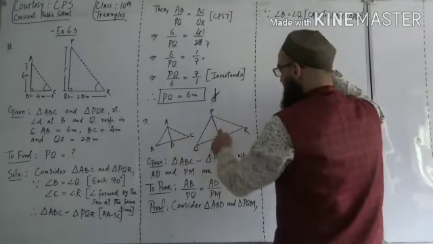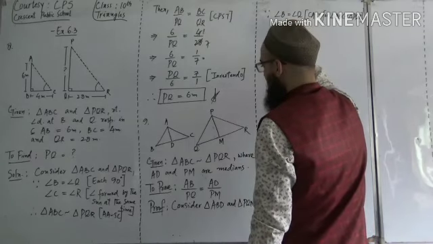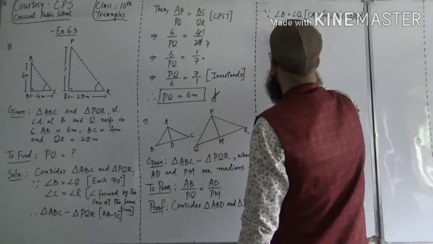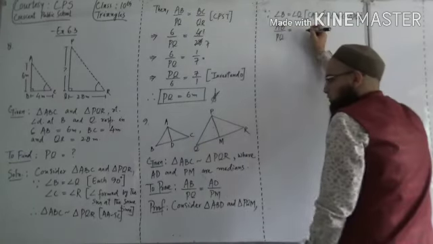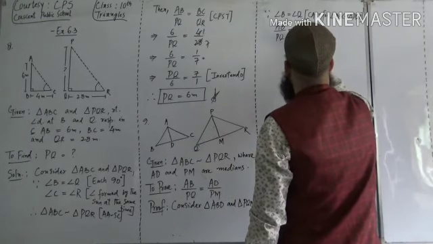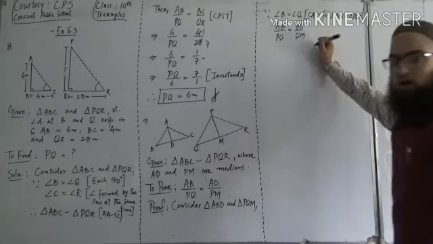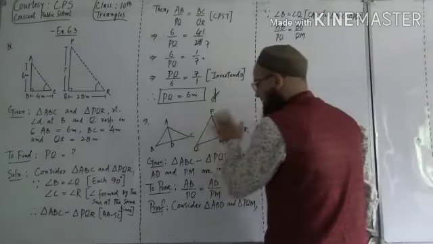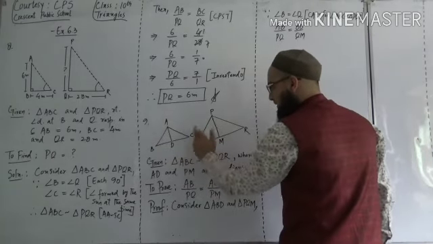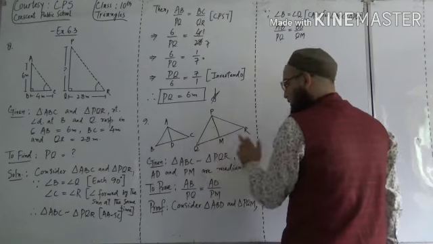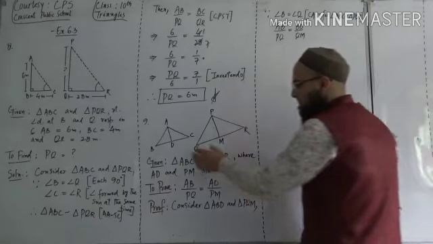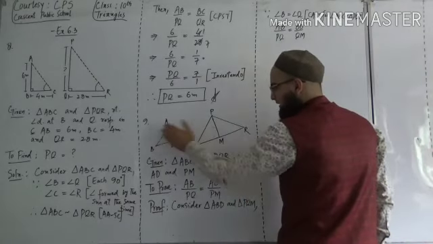One more thing we have, AB by PQ is equal to BD by QM. How? See, ABC is similar to PQR. So AB by PQ is equal to BC by QR is equal to AC by PR. Corresponding parts of similar triangles, sides are in proportion. So BC by QR is equal to AB by PQ.